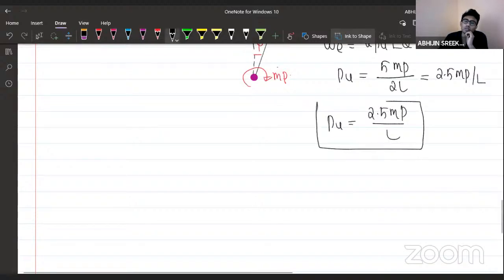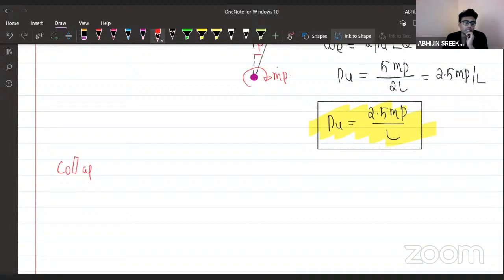Which one here is the collapse load? Tell me this first. Exactly. Collapse load is the minimum, right? Collapse load here will be the minimum.